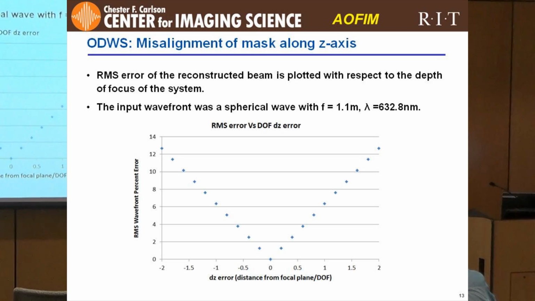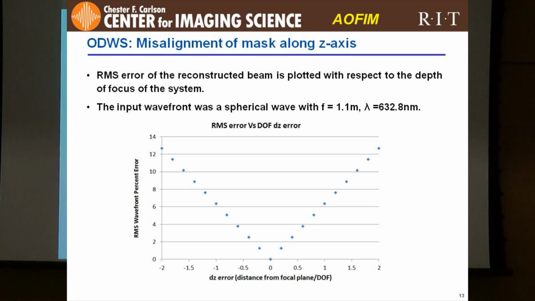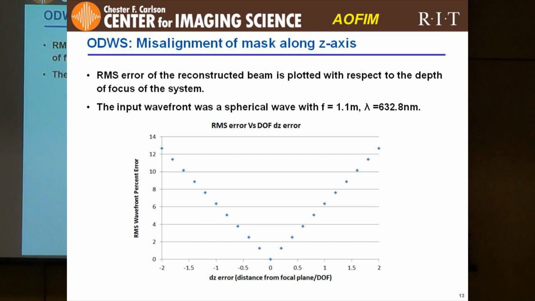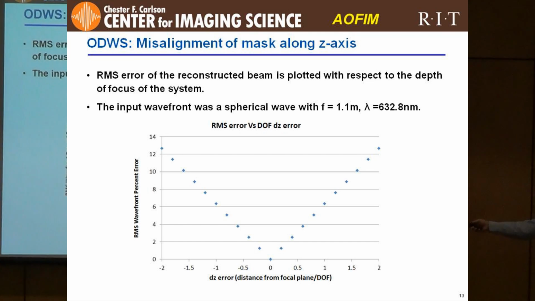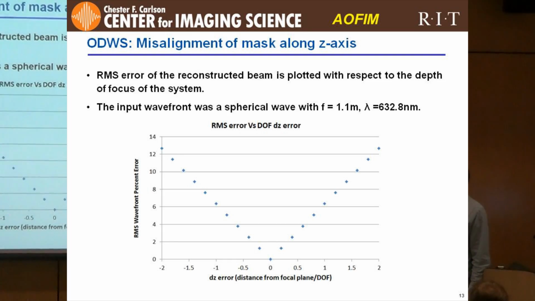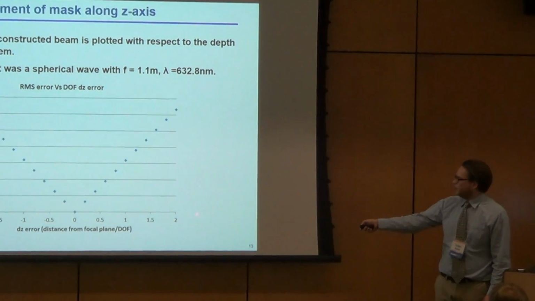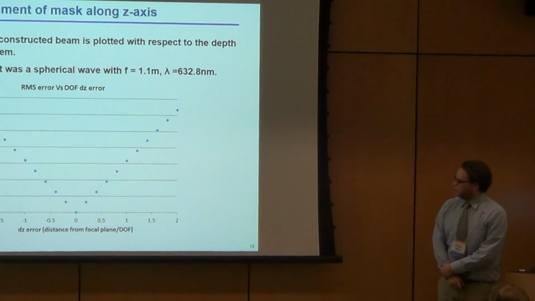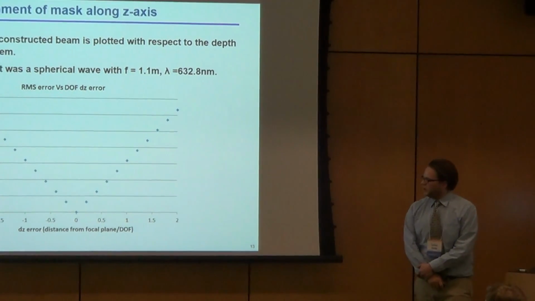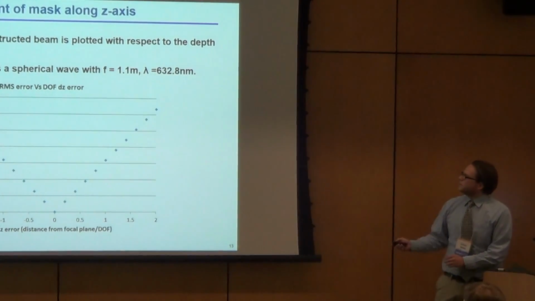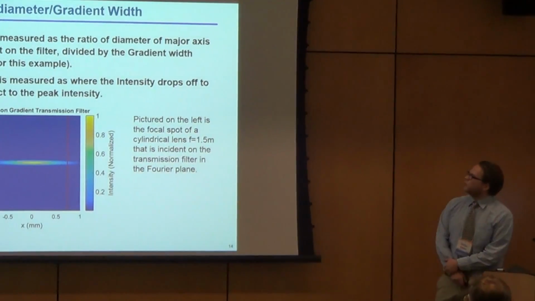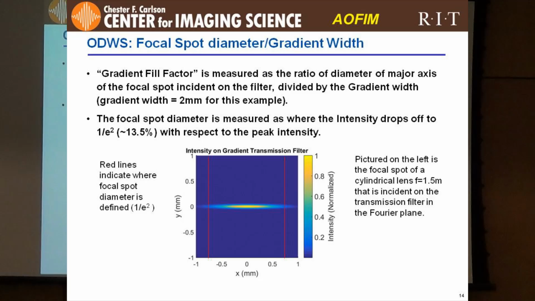I just graphed RMS wavefront percent error with respect to the known wavefront curvature. So on either side of it, going from 2 depths of field away on either side, introduces linear error. So then moving on to what I call the gradient fill factor.